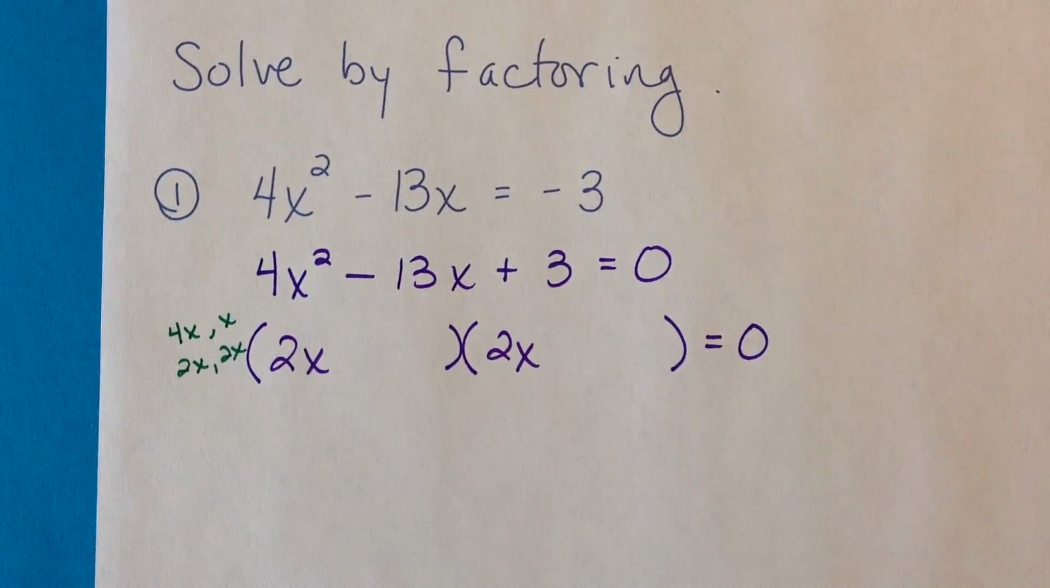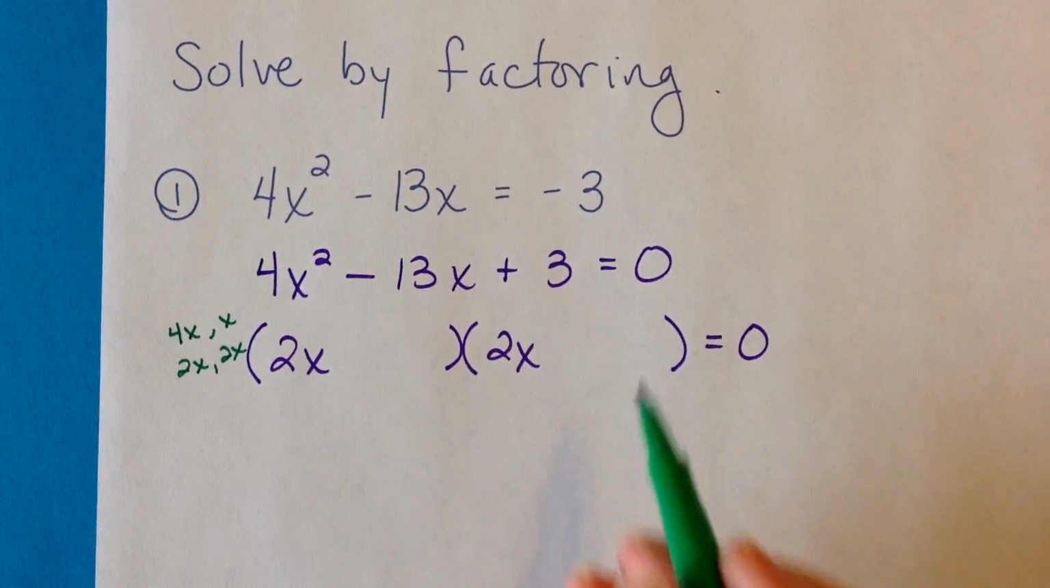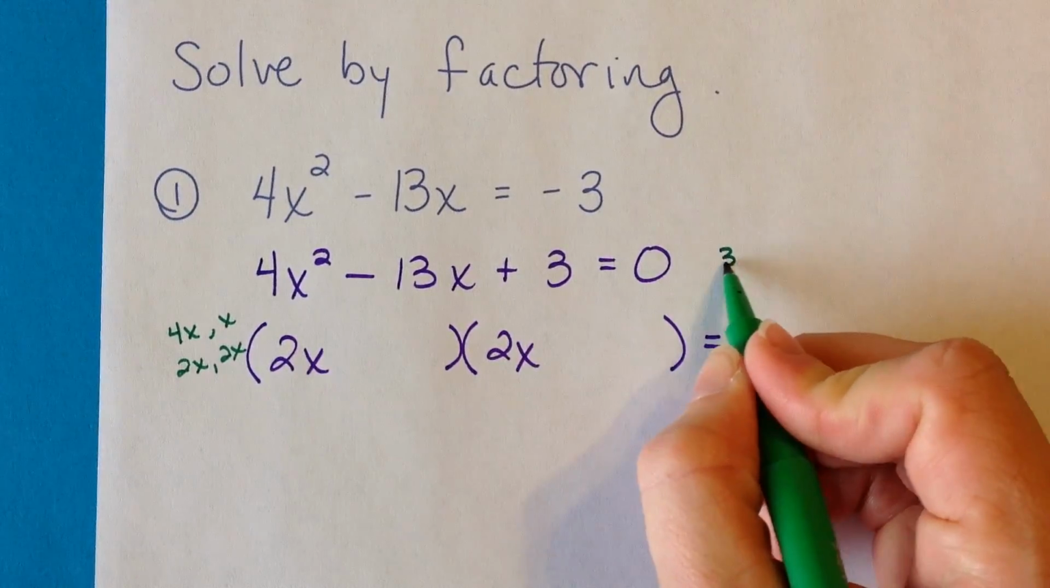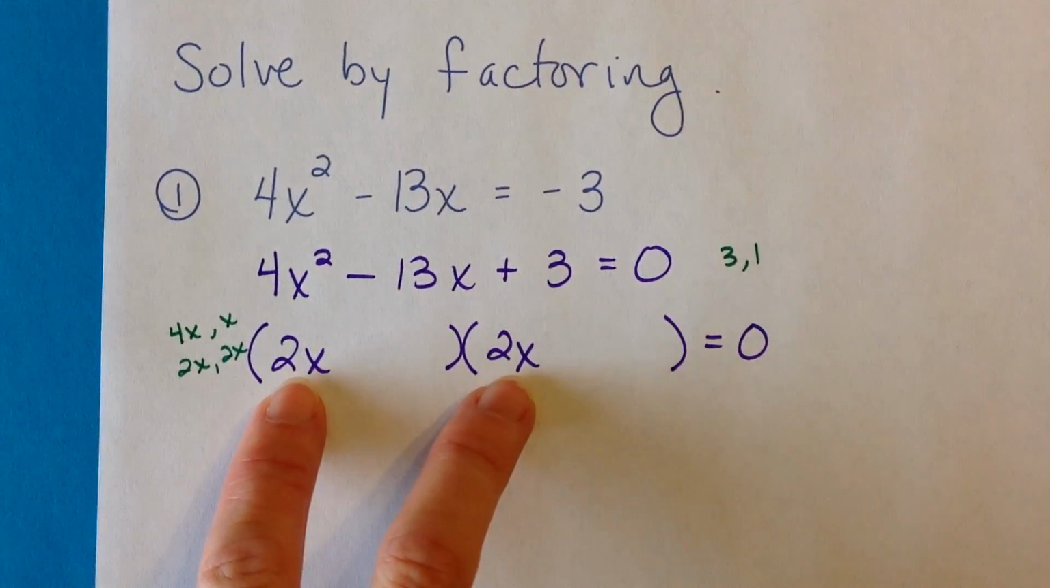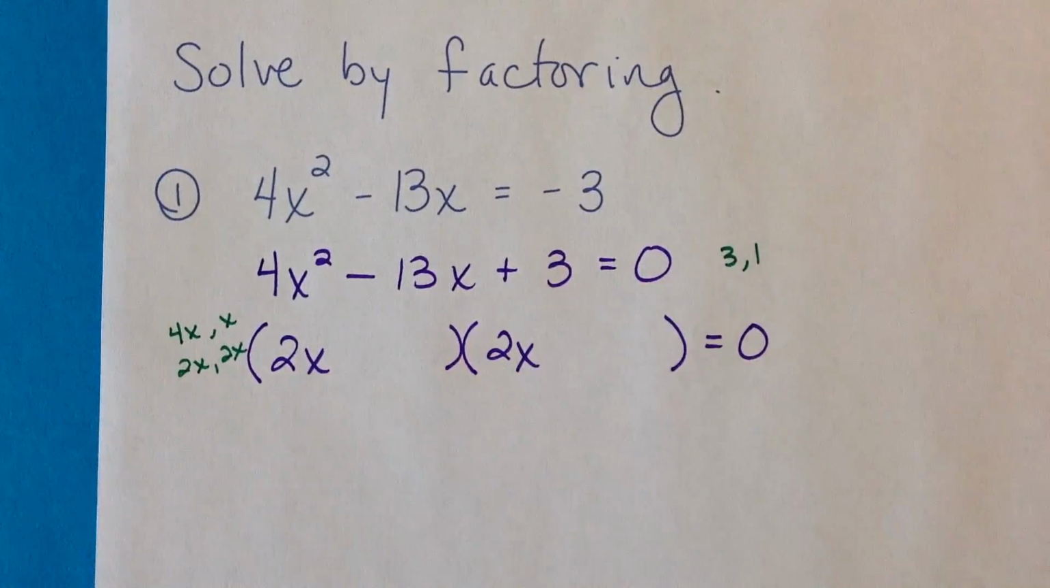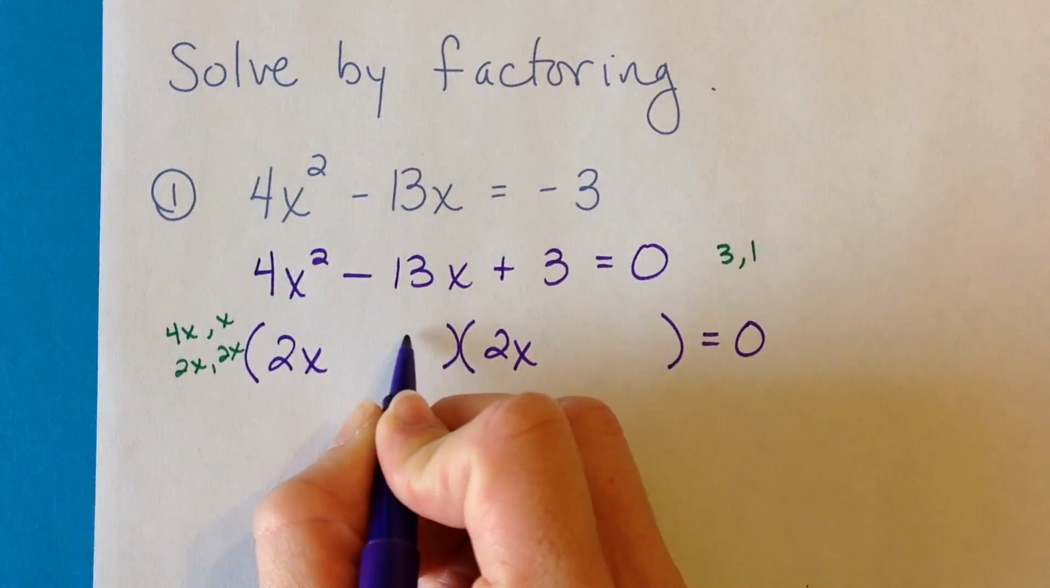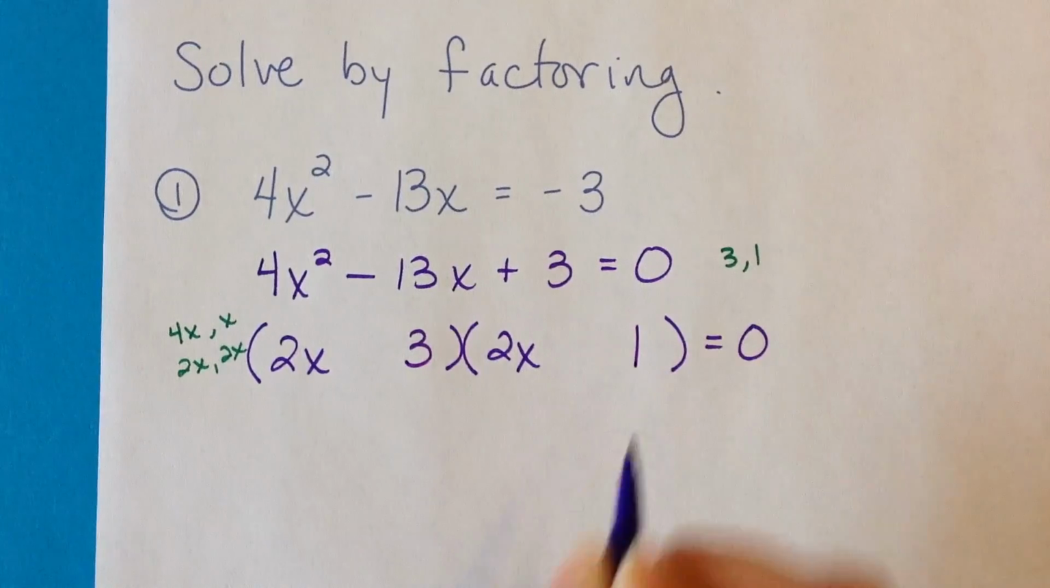All right, then you go to your last term, which is 3. The only way you can multiply and get 3 is 3 times 1. But you do need to decide which binomial you need to put the 3 in and which one you need to put the 1 in. And actually on this one, it may not matter considering that these two are the same. So let's just try this. Like I said, I refer to this a lot of the time as just trial and error.